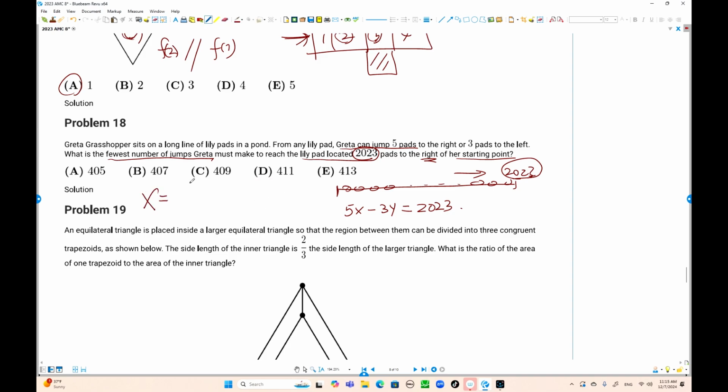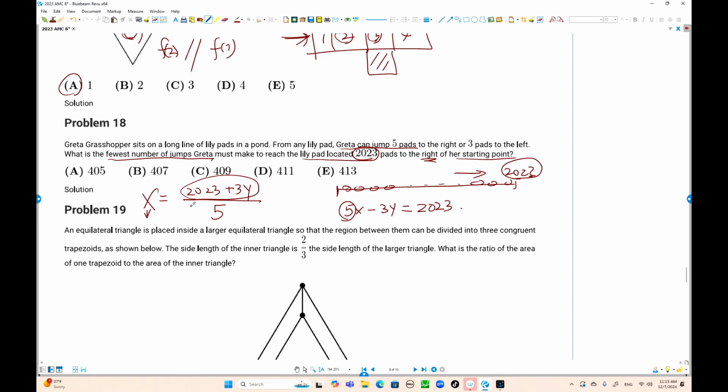X equals how much? 2023 plus 3Y, divided by 5. But you know that is what? A Diophantine equation, whose solution must be an integer, right? X must be an integer number of jumps. To be an integer, this number should be divisible by 5. But first, the number we can start with.